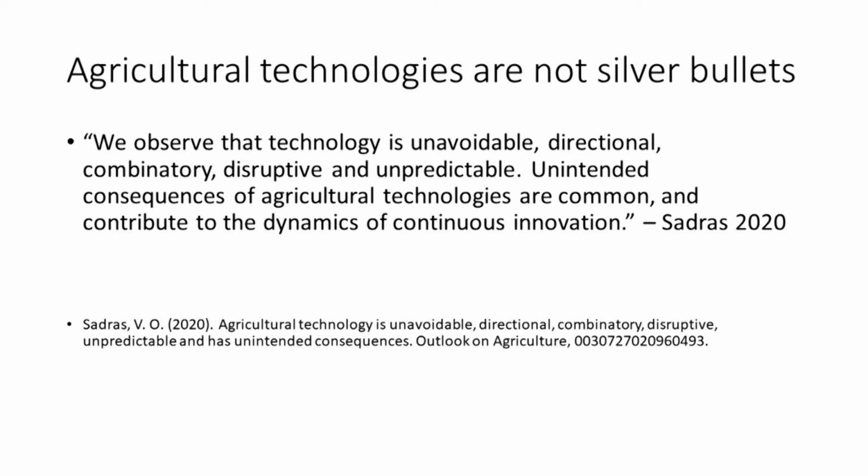So the law of technology as applied to agriculture or temperate cropping systems was coined by an Australian crop physiologist named Victor Sadras, and you can see his quote here when he talks about agricultural technology. This is more of a social science observation, but it has important implications for cropping system management, and I wanted to run through them with you.